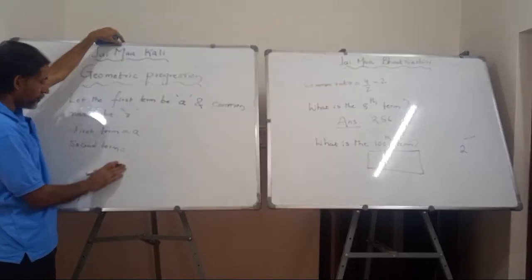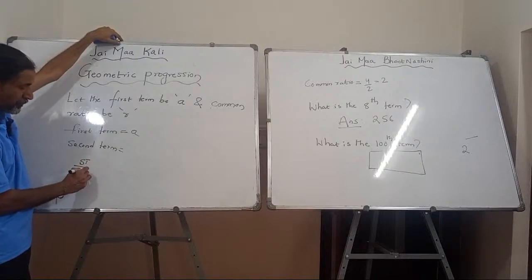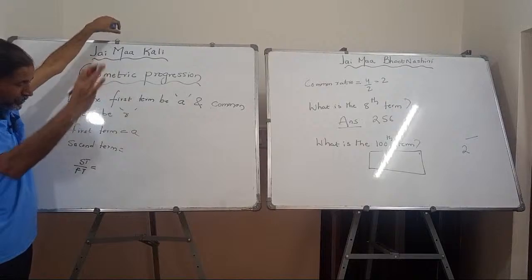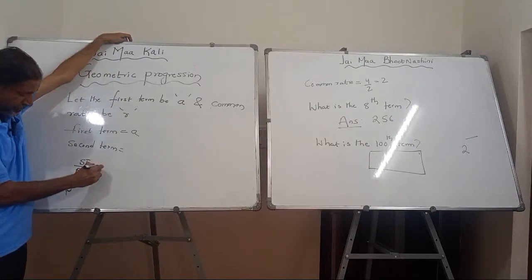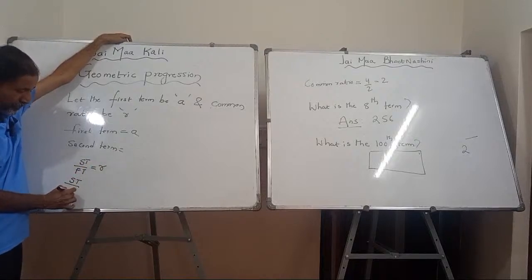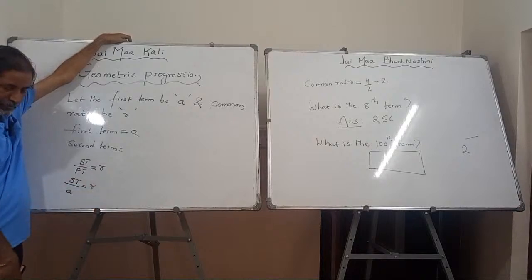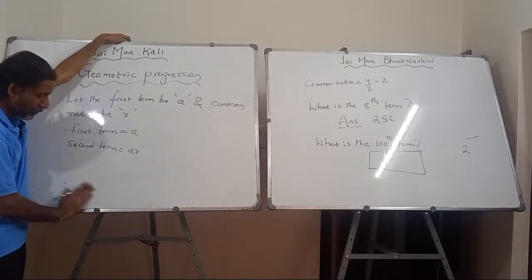Okay, let me write. Second term by first term is equal to the ratio r. Second term I don't know, but first term is a. So second term is? Will you cross multiply? Of course, I have to know. I can't keep this hanging. r into a, ar. Understood? See, this is how you need to think.